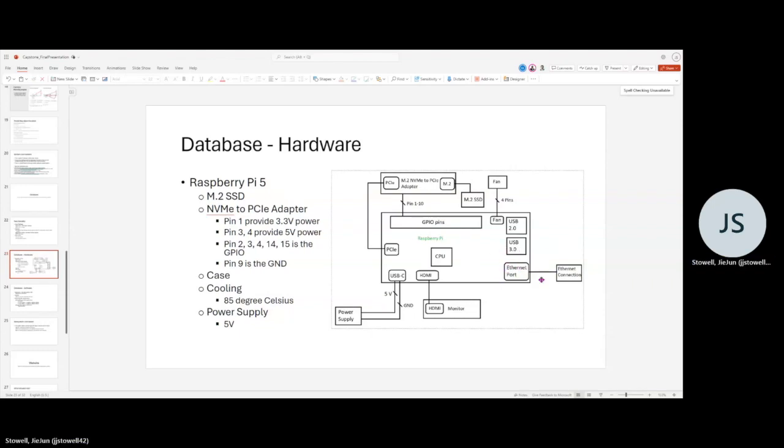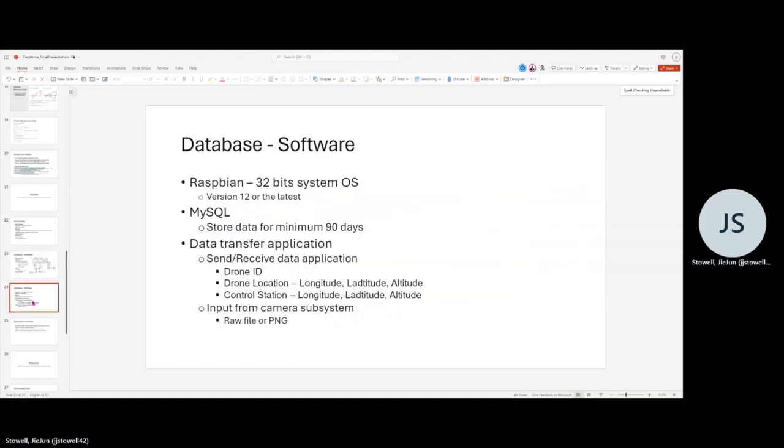And on the right corner here, the Raspberry Pi will be using an Ethernet port to access the data transfer application, which sends and receives the data package. And for the software side of the database subsystem, it will use Raspbian, which is a 32-bit OS, to code the Raspberry Pi to obtain the functionality we needed.